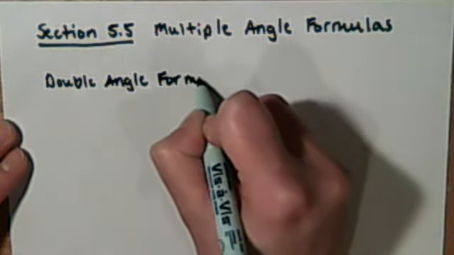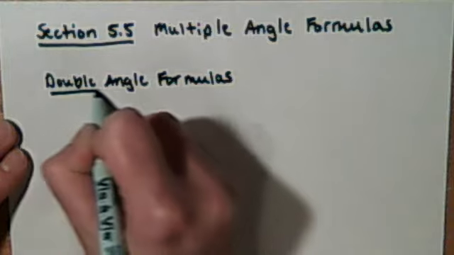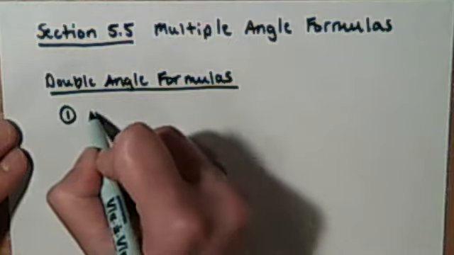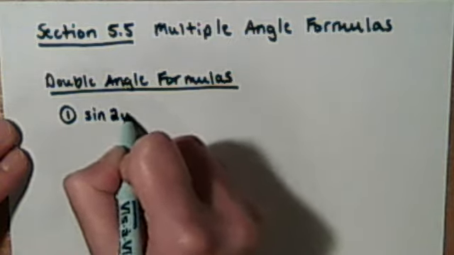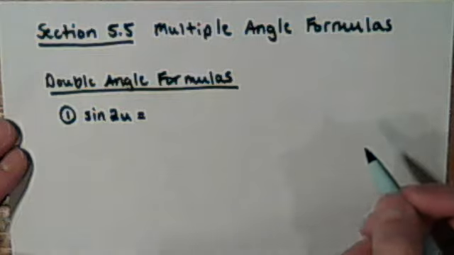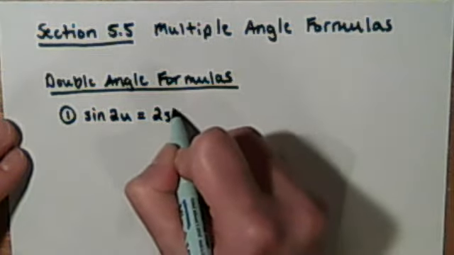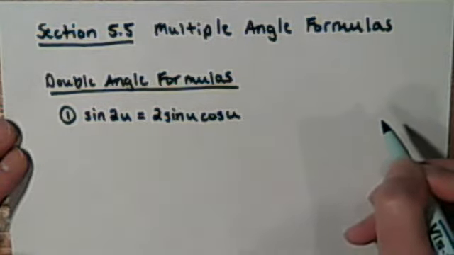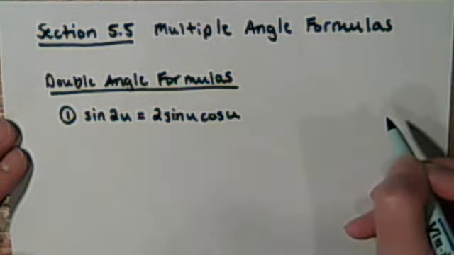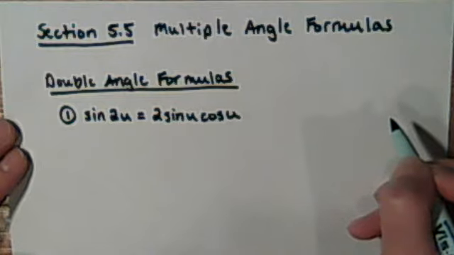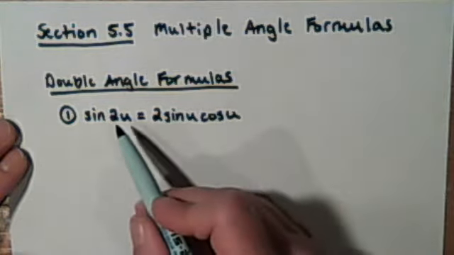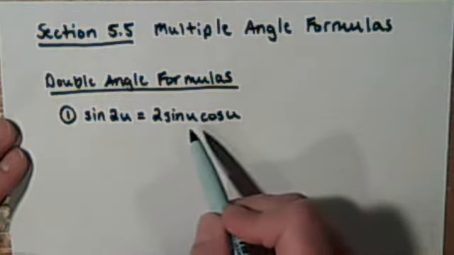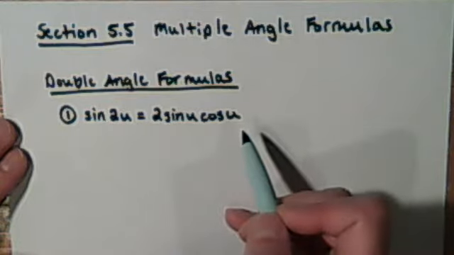Now there are three double angle formulas that we are going to focus on today. The first one is sine of 2u. Sine of 2u can be broken down into 2 sine of u cosine of u. The double angle formulas are probably the most commonly used formulas that we will see in this particular section. And what it allows us to do is take a larger angle and break it down into a smaller angle that is basically half of what we started with.